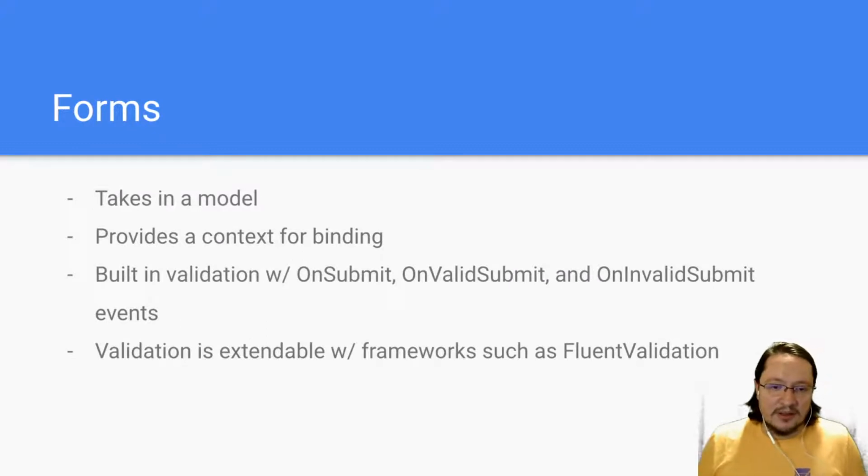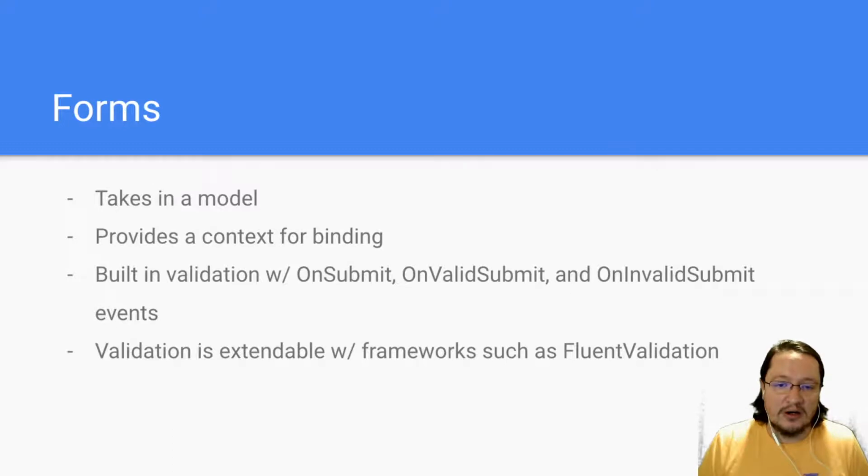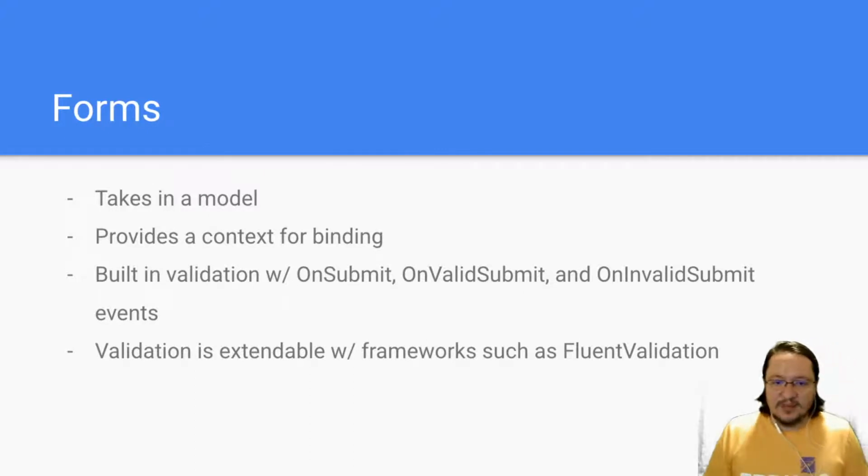So Blazor does ship with forms. It takes a model. You could call it a view model. You can actually have it be an entity model if you're brave, however you want to set that up, but it does take a model. It does provide a context for binding to that model, so that way it kind of hides a lot of that stuff behind the scenes for you.